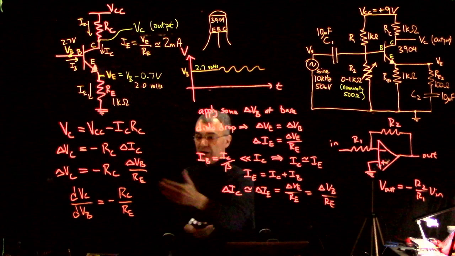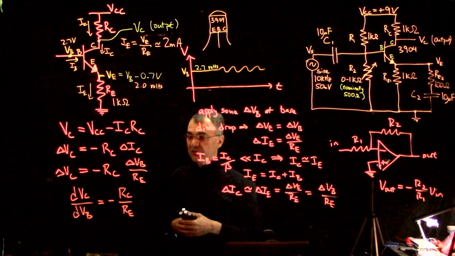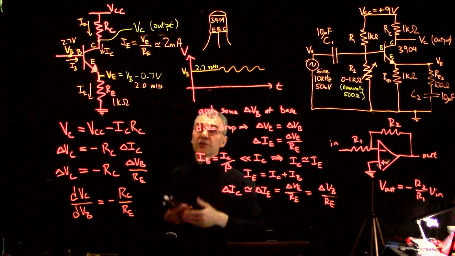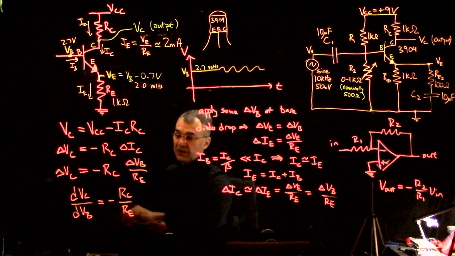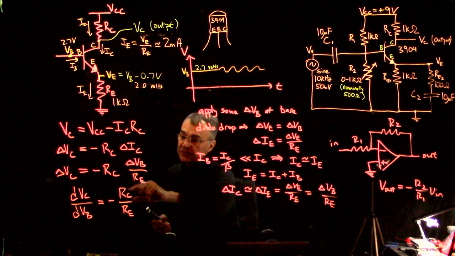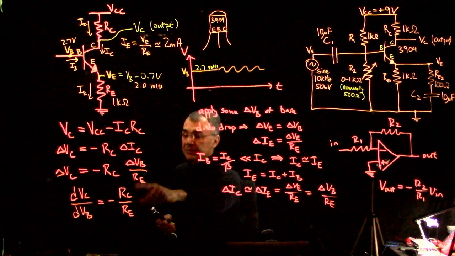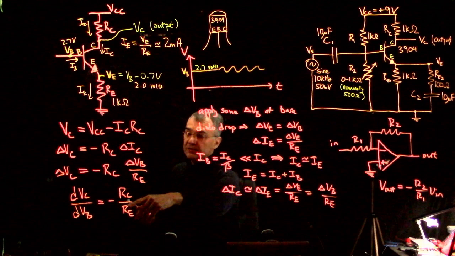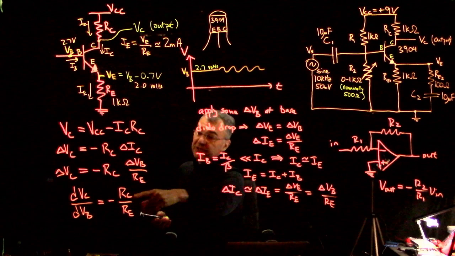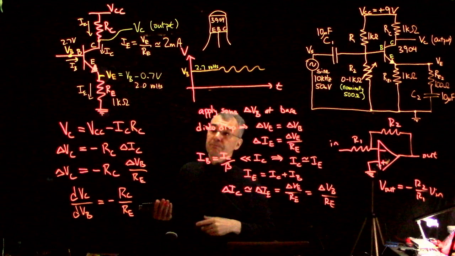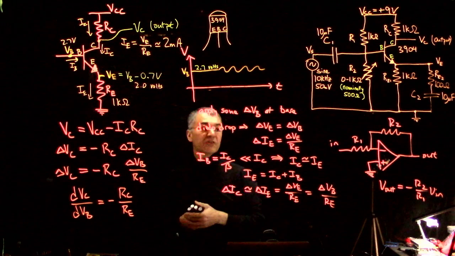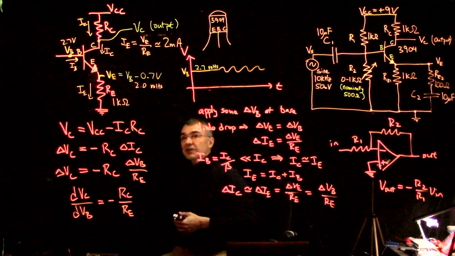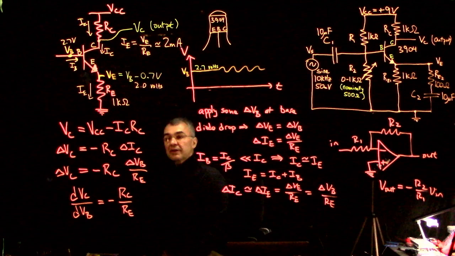So this ratio of two resistances gives us the gain for an AC signal, for the time varying portion of our input signal. So if the base voltage goes up by 1 volt, then the collector voltage will go down by, well, let's say maybe it goes down by 10 volts if this ratio is 10. Okay, so that's kind of the basic idea behind the common emitter amplifier.